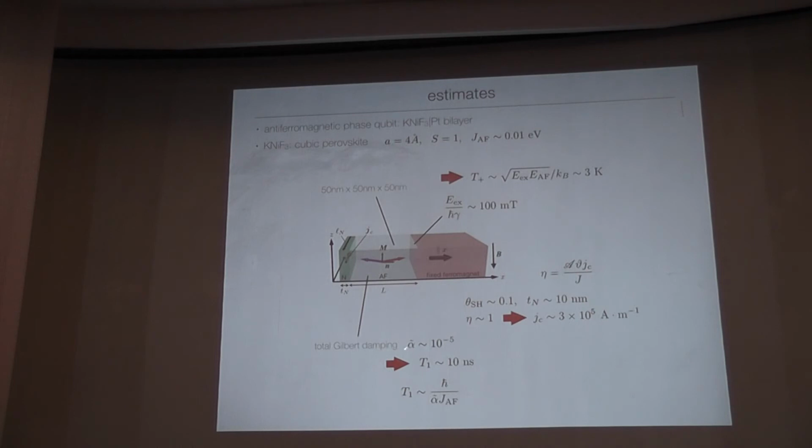But if we now look at the T1 time, which is the inverse of h bar over Gilbert damping times this exchange scale, the exchange scale of the antiferromagnet is pretty big. That brings us way down to about 10 nanoseconds for the T1 time. So that's kind of short.